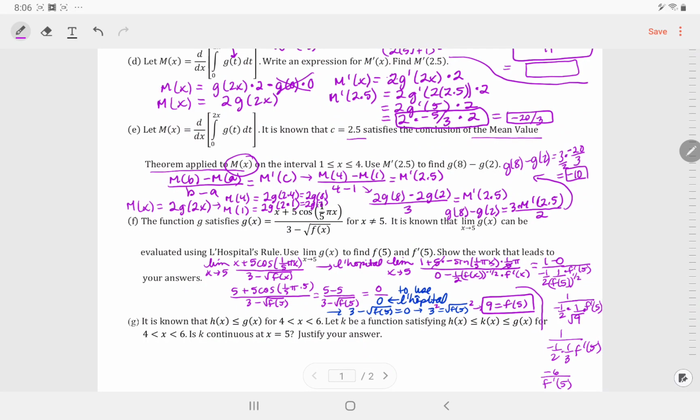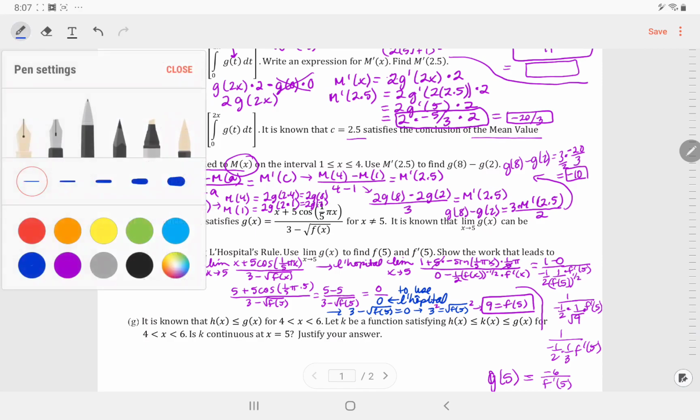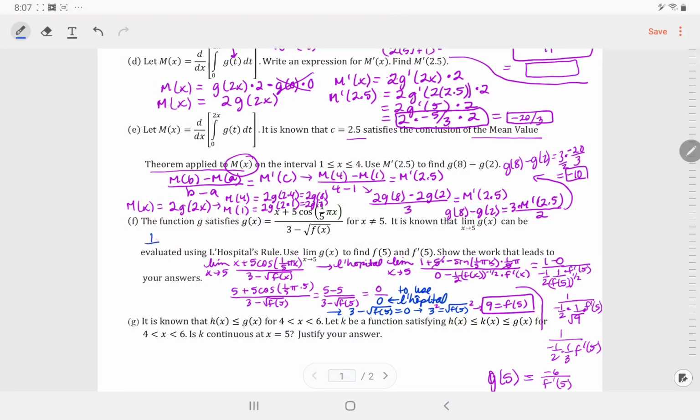Well, how about the continuity rule? The continuity rule says that the limit has to be the function value. So that must be g of 5, right? Because the limit has to be the function value. So remember, I'll write it here. The rule number 1 was g of 5 exists.